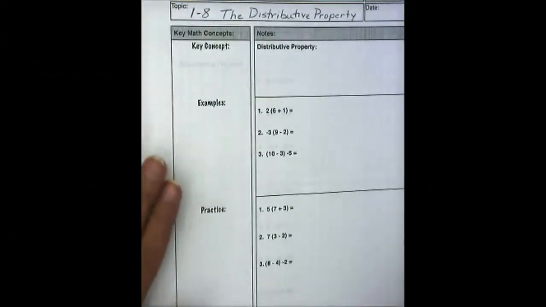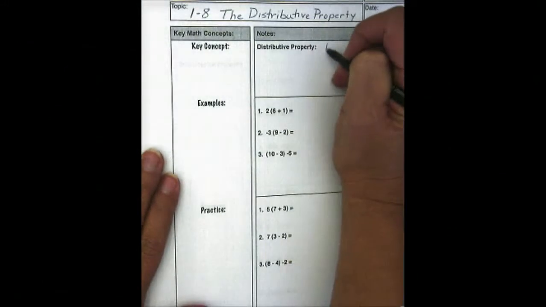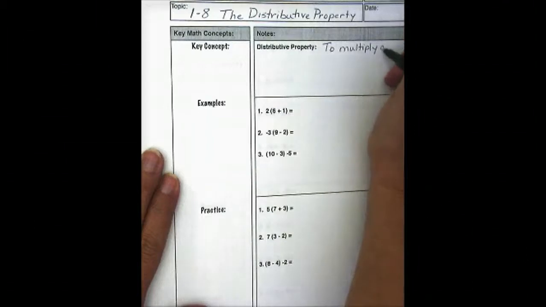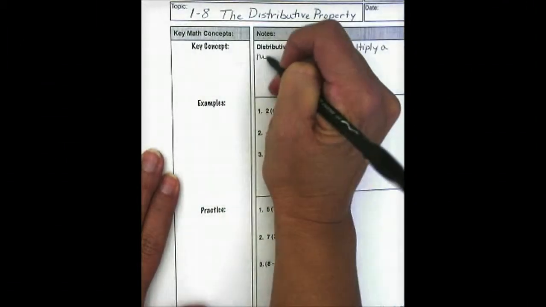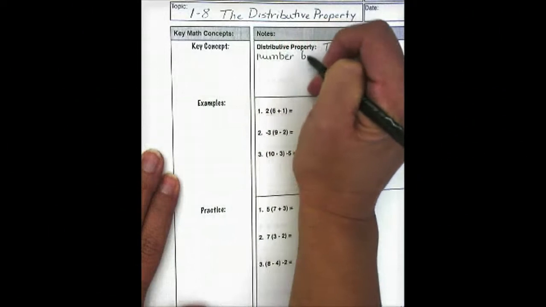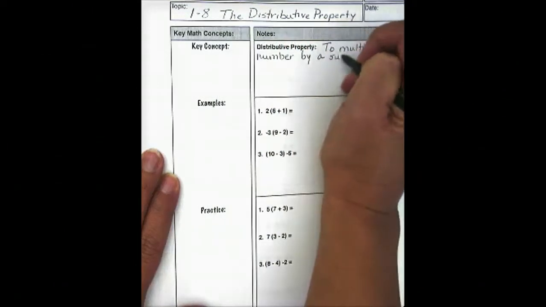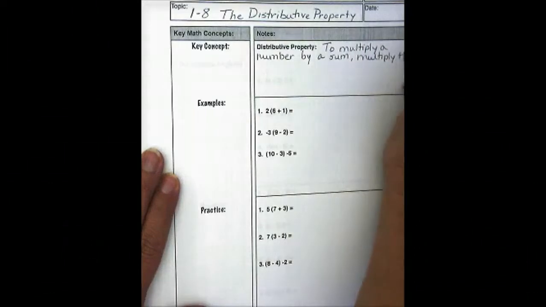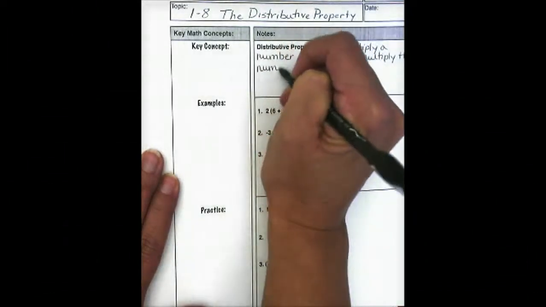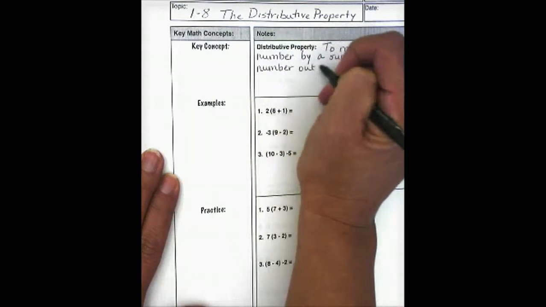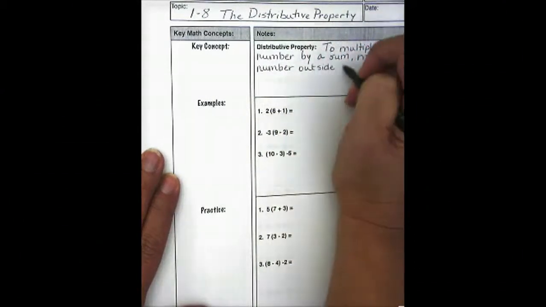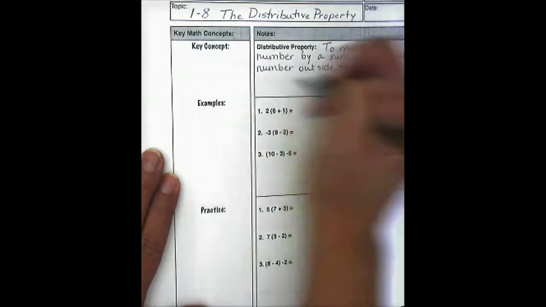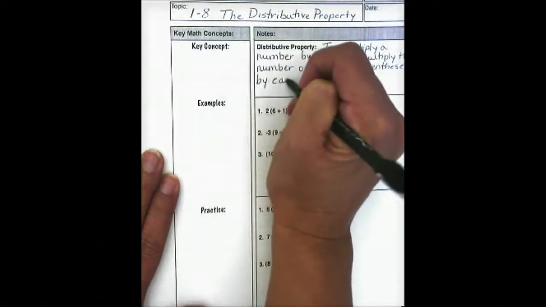So the distributive property means to multiply a number by a sum. We multiply the number outside the parentheses by each number inside the parentheses.